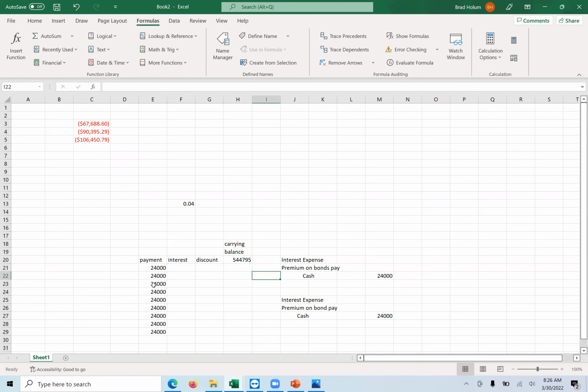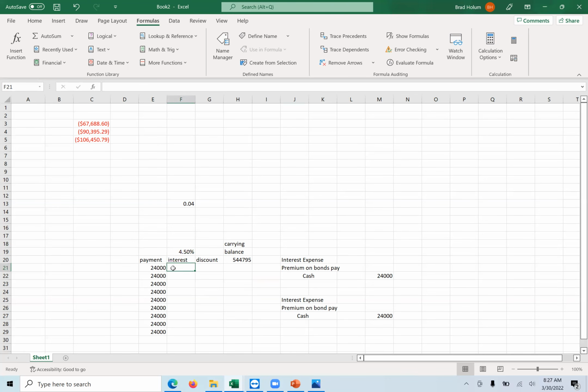So what do we know? We know the carrying balance is 544,795. We know the face amount of the bonds is going to be 600,000. We know the payment is 24,000 every period. This interest rate is 9% annually or 4.5% each period.